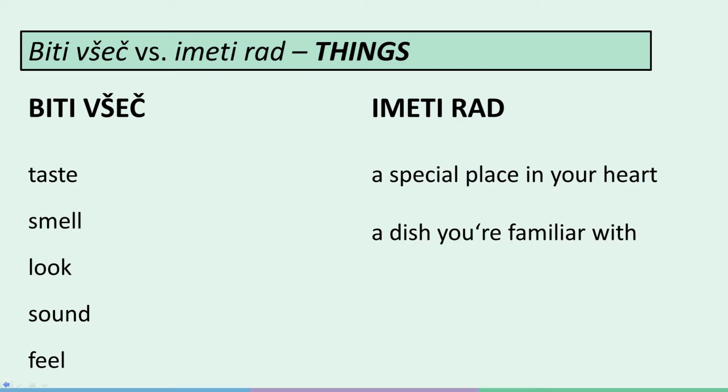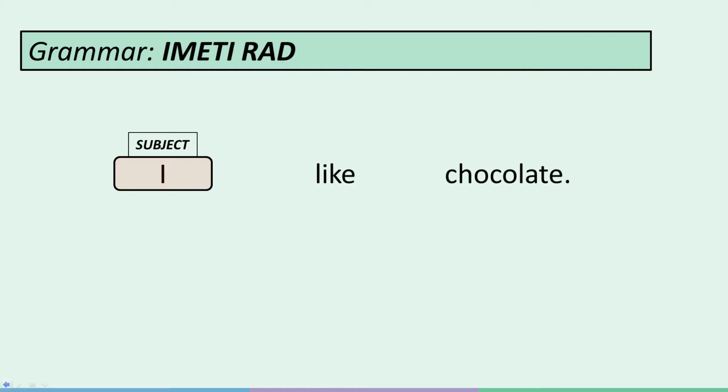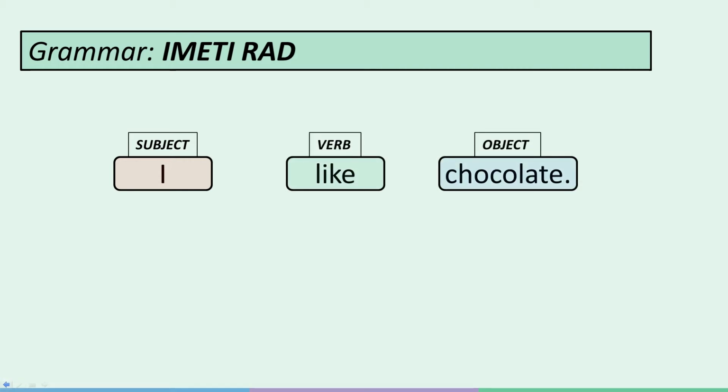That's more than enough on the differences in meaning, but it's even more important to understand the grammar behind both structures. I like chocolate. I is the subject of the sentence, like is the verb, and chocolate is the object of the sentence. Well, imeti rad functions pretty much the same way.